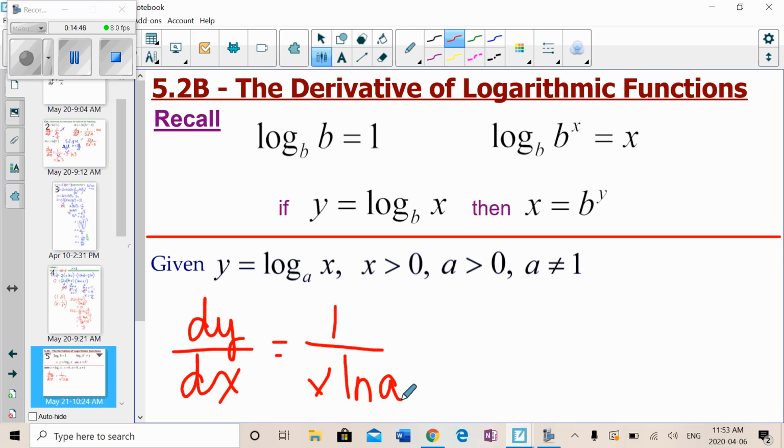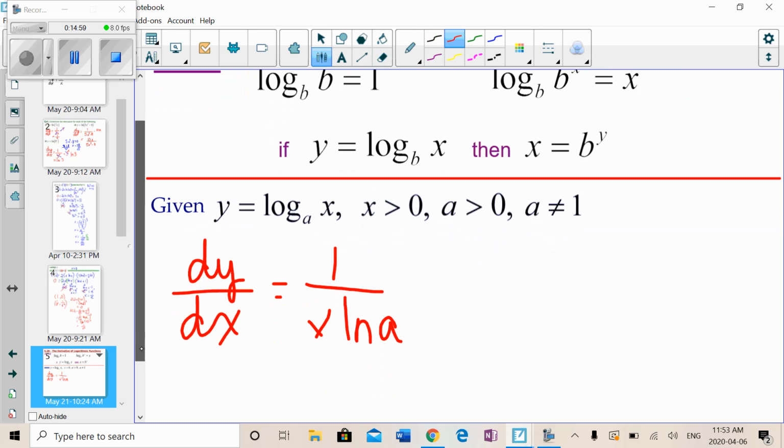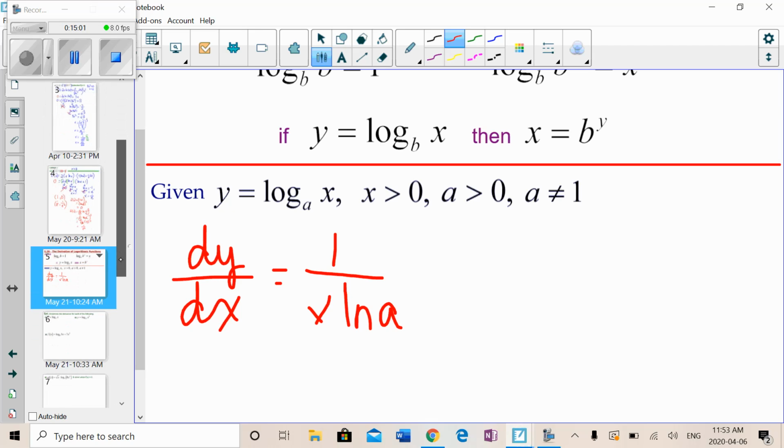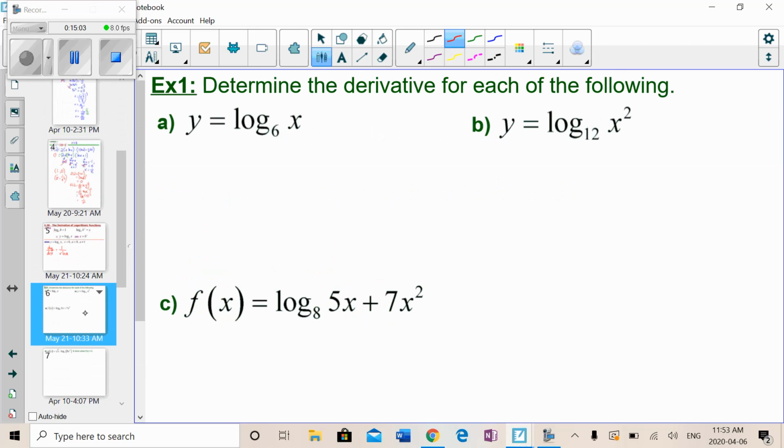And it's important to remember that if this was not an x right there, if it was log a with a 2x, then you would have to dot by 2 because you always have to derive the inside. Always, always, always. So we'll do a couple of these examples.